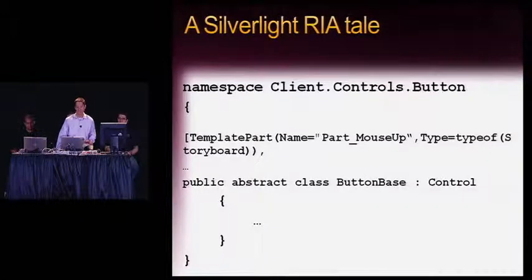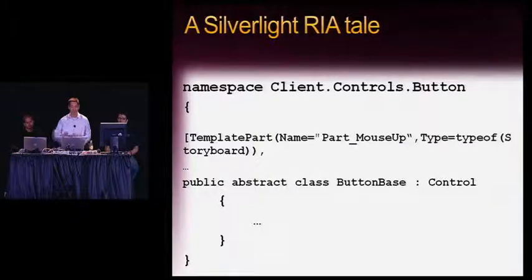This is a little code snippet from one of my engineers on the team here. One of the controls we needed was very primitive. We didn't have a button, so we decided to write our own. You can see here we have a namespace, Client.Controls.Button. And importantly, I'd like to point out our abstract class is based on Control, one of the lowest primitives available in XAML today.